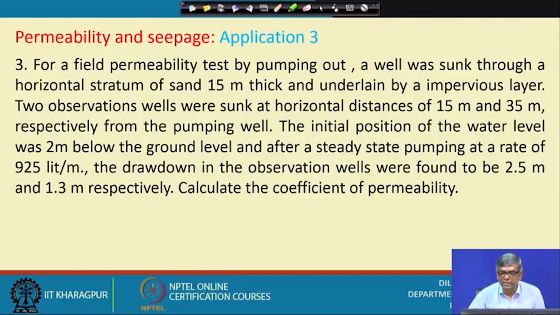And after a steady state pumping at a rate of 925 liter per minute, the drawdown in the observation wells were found to be 2.5 meter and 1.3 meter respectively. So, based on this observation, we have to find out the coefficient of permeability of the soil.